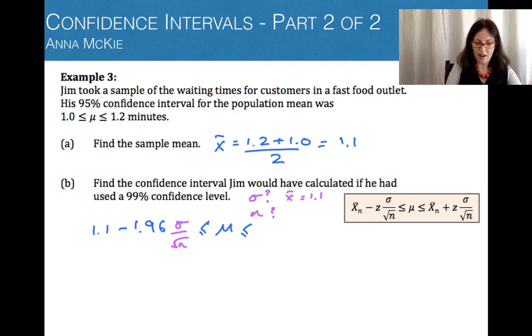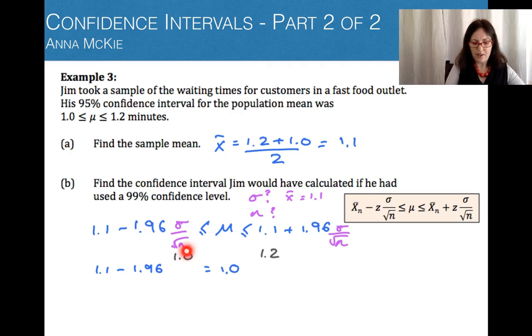Between mu and now the other side. We've got 1.1 plus 1.96 times sigma over square root n. Now we do know though that the left-hand endpoint calculates to be 1.0, and that I'm just going to do a little bit higher because otherwise I might run out of room. And the right-hand endpoint comes out to be 1.2 when you calculate that. So let's just take this left-hand endpoint and equate that to this. So we've got 1.1 take 1.96 is equal to 1.0.